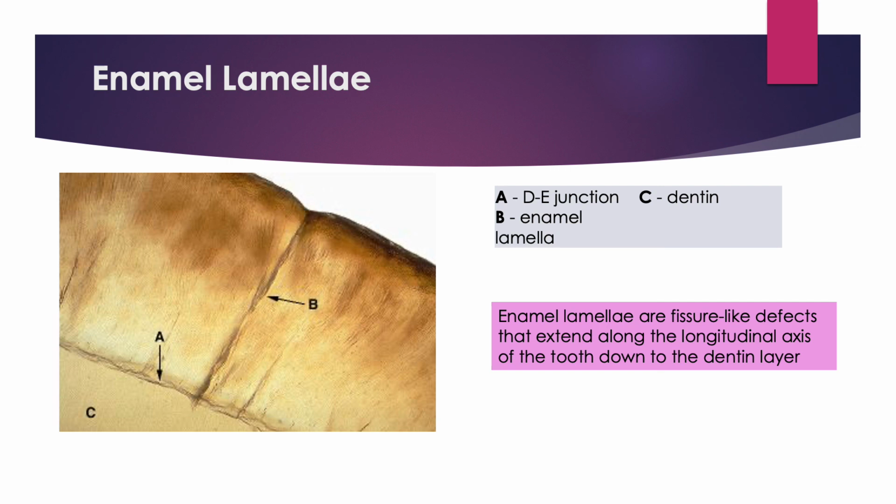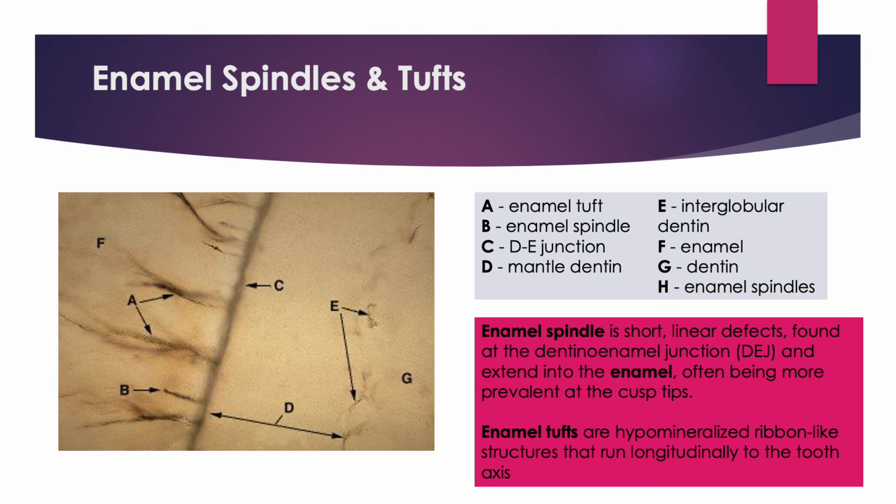This is a ground cross-section of an enamel lamella. Enamel lamellae are fissure-like defects that extend along the longitudinal axis of the tooth down to the dentin layer. True lamellae may contain debris from the oral cavity. Enamel spindle is a short, linear defect formed at the dentino-enamel junction and extending into the enamel, often being more prevalent at the cusp tips. Enamel tufts are hypomineralized ribbon-like structures that run longitudinally to the tooth axis.